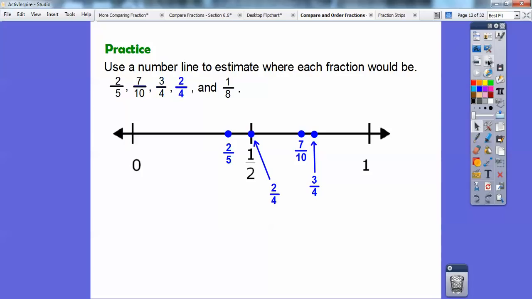All right, and then if this is 1/4 right there, then if I cut it in half again, 1/8 would be right about here. So 1/4 cut in half would be 1/8. So I'm guessing 1/8 right about there.